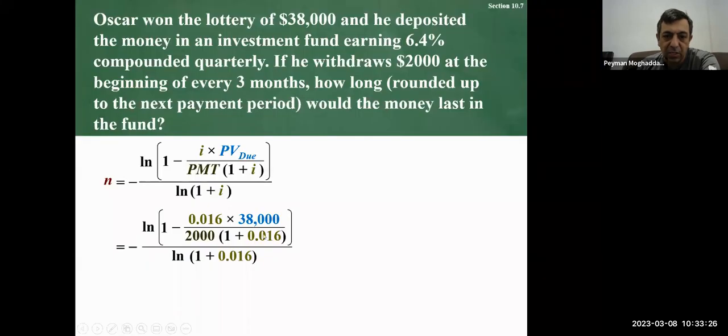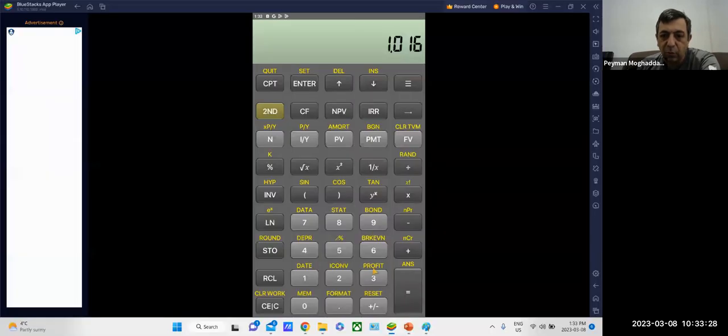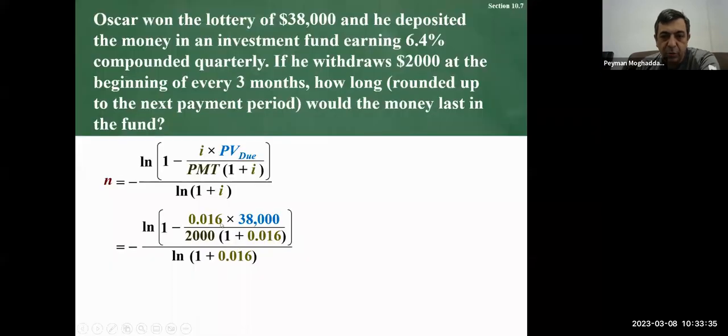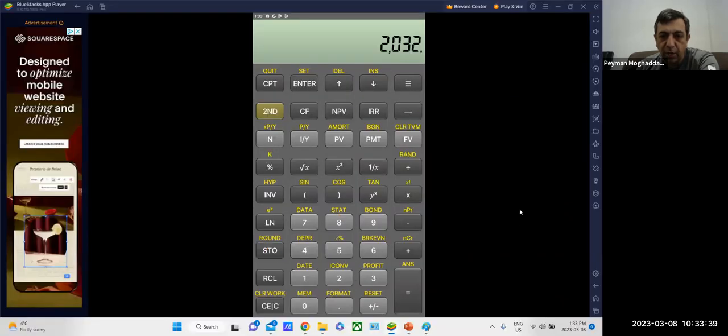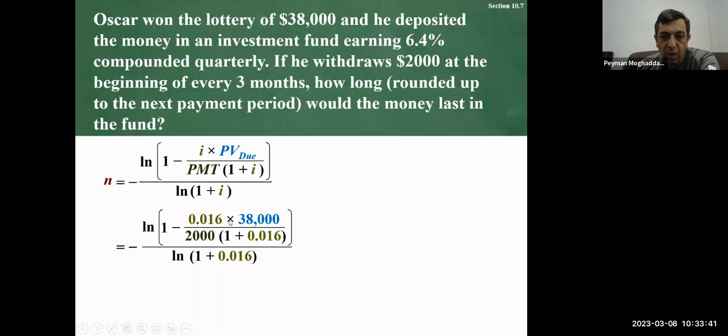1.016. This is going to be the inside. Multiply by 2,000. This is going to be the denominator. So this is the numerator, and this is the denominator. Store at number 2. So I have numerator stored at number 1, denominator stored at number 2.